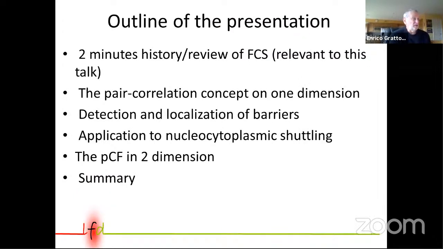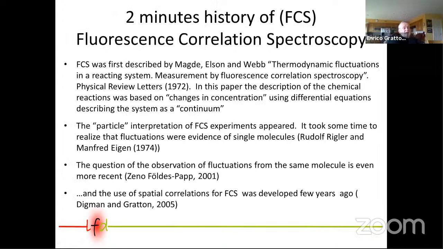So first of all, in order to introduce this concept, I want to summarize briefly what FCS is and have a very short history of FCS. Then I will talk about the pair correlation concept in one dimension and detection and localization of barriers to diffusion, application to nucleoplasmic shuttling, and then I will talk very briefly about 2 dimensions and 3 dimensions. Okay, so first of all, let us start with the brief history.